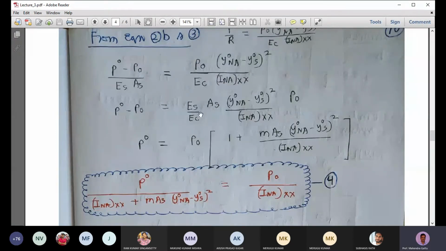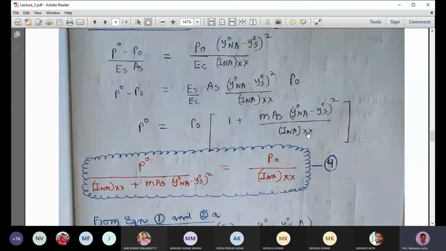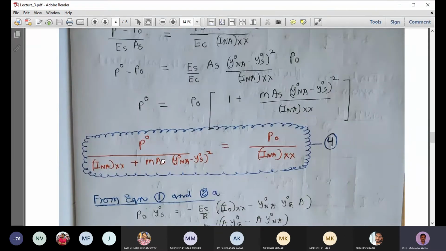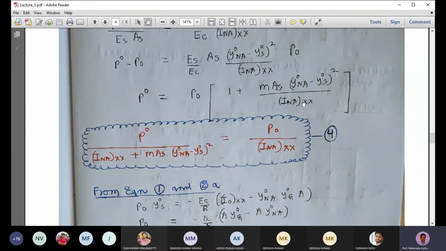So we'll send the P naught to the right and we take P naught common. So we'll get 1 plus, instead of ES by EC, I will replace it with the modular ratio M. So the modular ratio M is equal to Young's modulus of steel by Young's modulus of concrete. So we get 1 plus M AS (Y naught NA minus Y naught S) square by I neutral axis XX. So we send this I neutral axis to the numerator and sum up, and then the entire sum we send to the denominator on the left hand side. So we'll get P by INA XX plus M AS into (Y naught NA minus Y naught S) whole square is equal to P naught by INA XX.